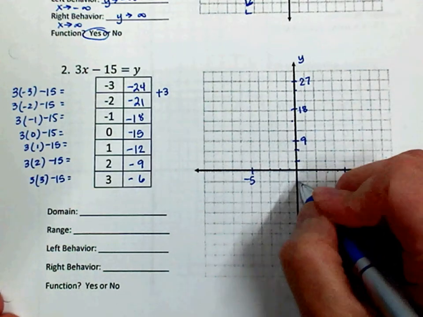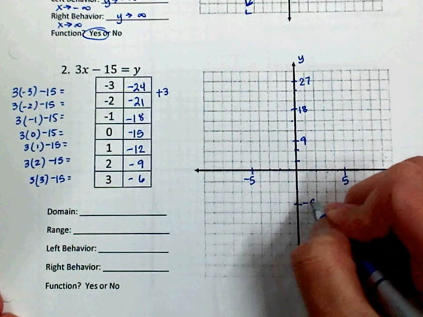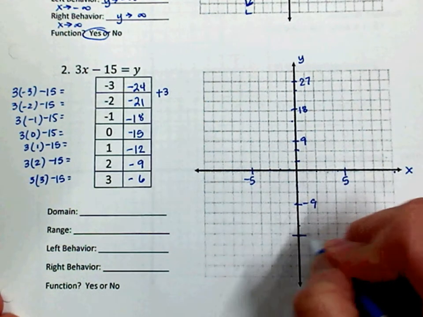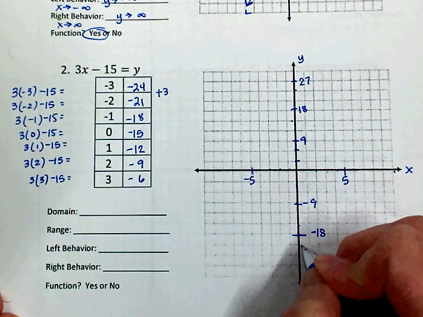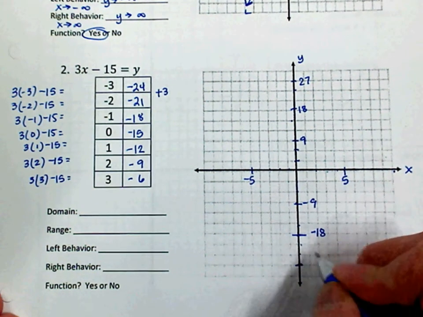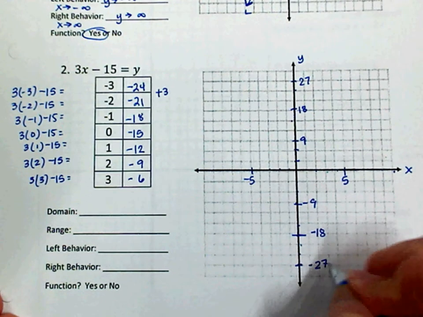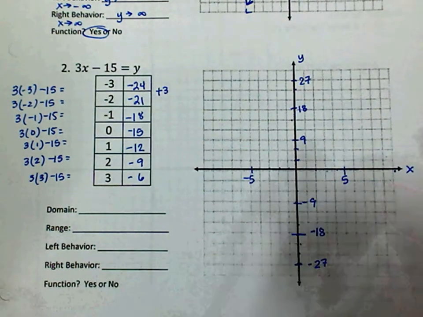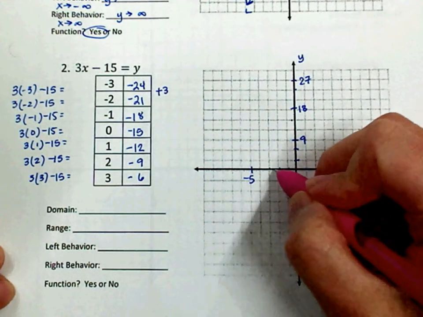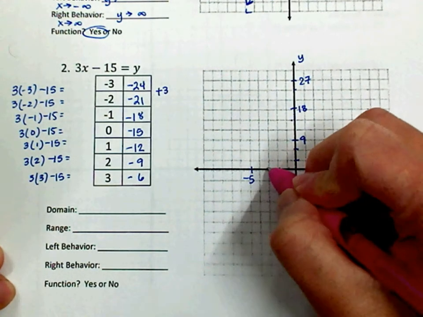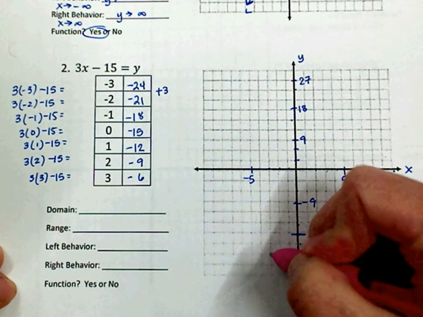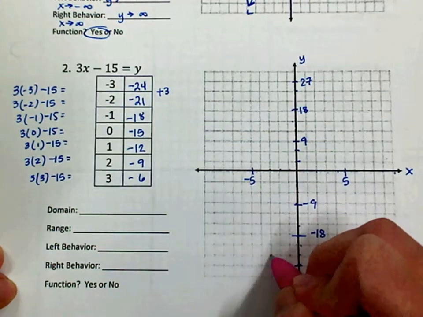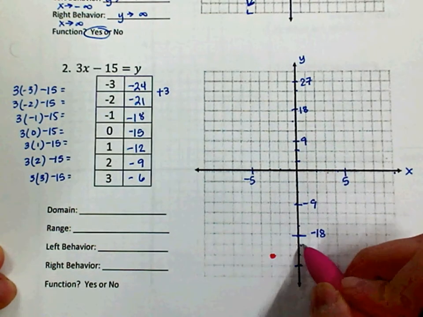1, 2, 3, -9. 1, 2, 3, -18. 1, 2, 3, -27. All right, so I'm going by 3. Okay, let's graph. -3, 1, 2, 3, -24. So that's right here, okay? Because this is -21, -24.